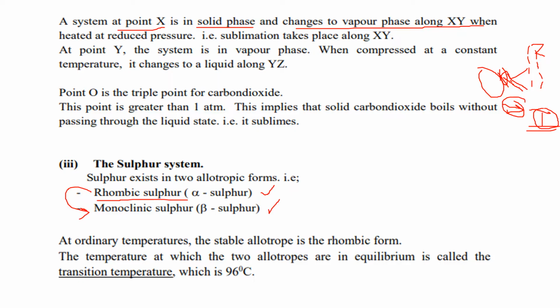Now the temperature at which the two allotropes are in equilibrium is called the transition temperature, which is 96 degrees Celsius. So the temperature at which the two allotropes, that is rhombic sulfur and monoclinic sulfur, are in equilibrium is called the transition temperature. And since it's called the transition temperature, the curve that will separate their equilibrium is going to be called the transition curve. The temperature is not that important, so even if you don't remember it, you can leave out the temperature.